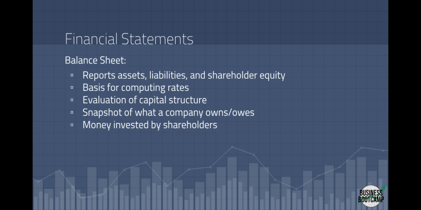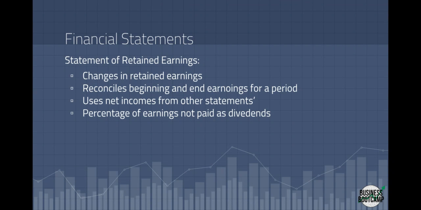Another type of financial statement is what is known as a statement of retained earnings. Basically, this is a financial statement that outlines the changes in retained earnings for a specified period of time. It then reconciles the beginning and ending retained earnings for the period using information such as net income from the other financial statements. Retained earnings are the percentage of net earnings not paid out as dividends.